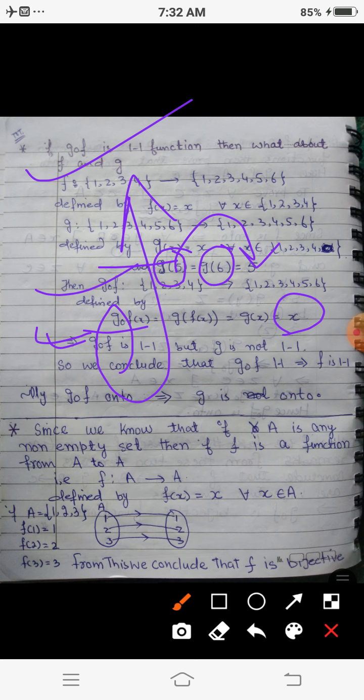Now similarly we can say for onto: if gof is onto, that is, the composition of the two is onto, it does not imply in general that both are onto functions, but it only implies that the first one is an onto function. So whenever gof is onto, it implies that the first function, that is g, is onto. If we have gof as a one-one function, it implies that the second function, that is f, is a one-one function.